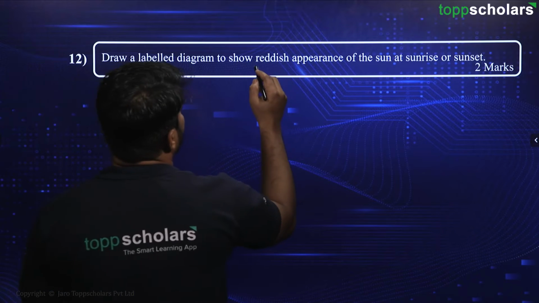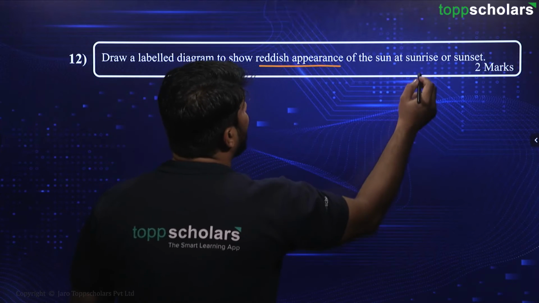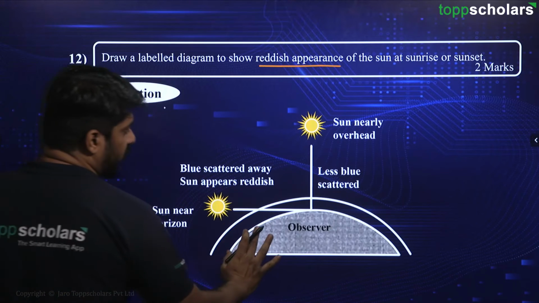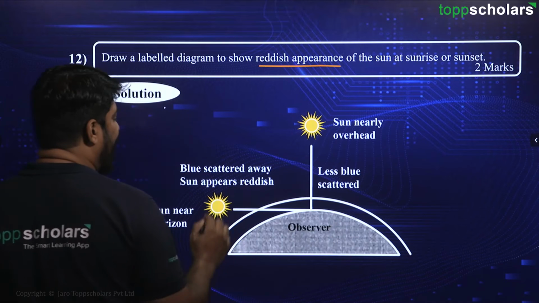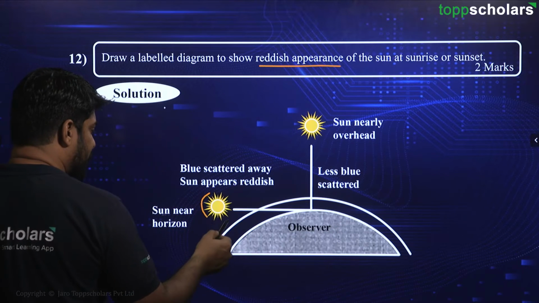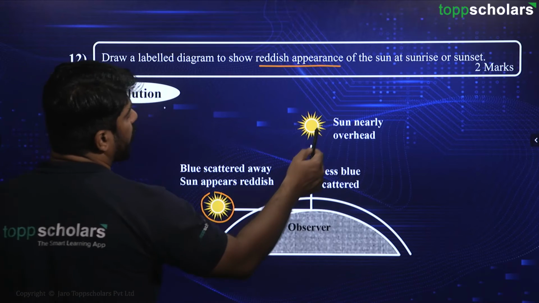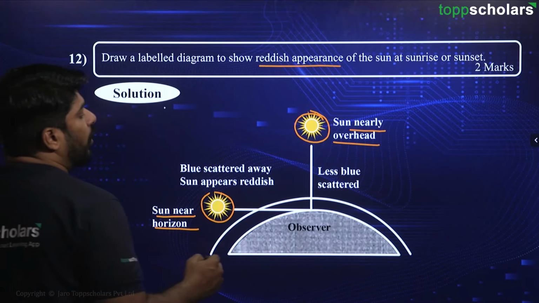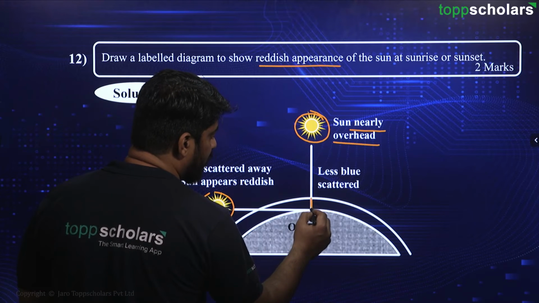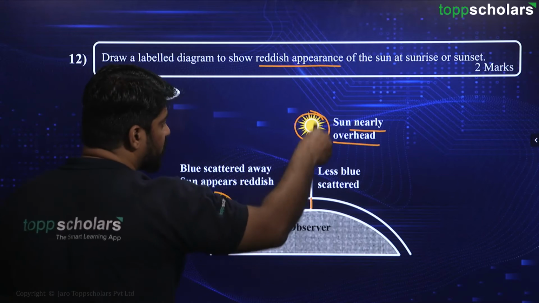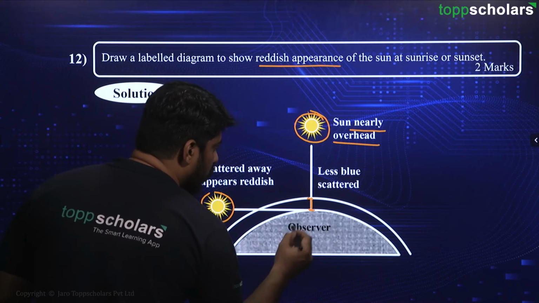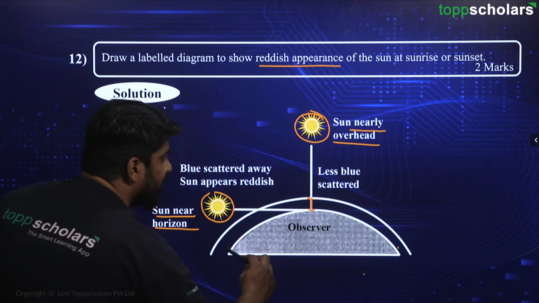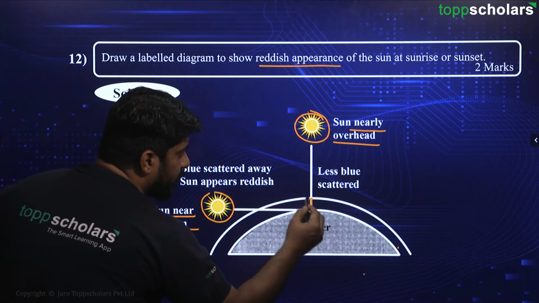Draw a labeled diagram to show reddish appearance of the sun at sunrise or sunset. So here is the diagram. So here is the earth. It's the earth surface. As we can see here, this is the sun which is near the horizon, and here the sun is nearly overhead. So now what happens is when it is overhead, it has to travel a very short distance. That means the sun rays have to travel a very short distance through the atmosphere. This layer you see is the layer of atmosphere and the sun rays are traveling a short distance.